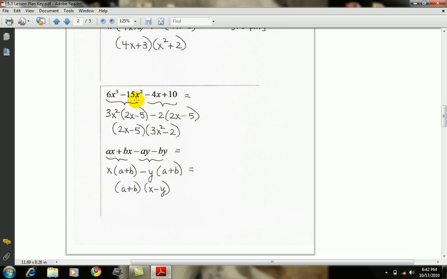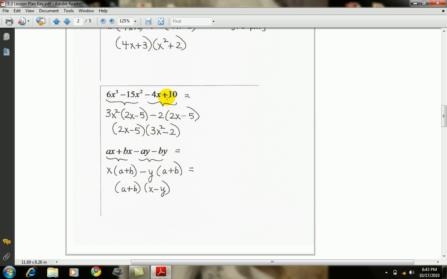6x cubed minus 15x squared minus 4x plus 10. First thing we look for is a GCF, but the GCF here is a 1, meaning let's just go to factoring by grouping. Here's what I want you to get in your head. Four terms, look for the GCF, but if all it is a 1, then the next thing you're going to do is go to grouping. Group them by 2s, the first two and the last two. When I group the first two, I pull out a 3x squared. That leaves me with 2x minus 5 in safety nets.